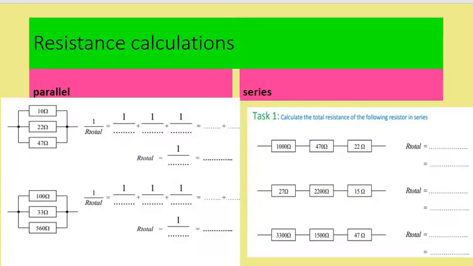So in your book now, I'd like you to do the calculations for 2 parallel circuits that are shown here. These are examples. And then these 3 examples for series circuits. Then you pause the video and work out the answers to these resistors in this parallel and series circuit.